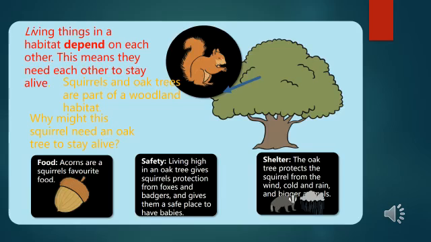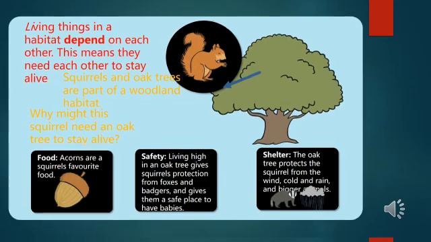So if we have a look at the squirrel, it gets a lot of these things from the oak tree. It gets a place to shelter. It's also a place where it can hide from foxes and hide from other prey that it's very sensitive to. And if we think about nutrition, well, these little squirrels, they love acorns.